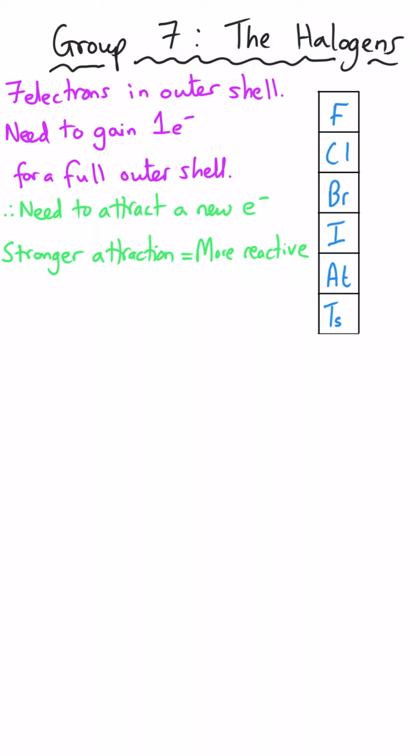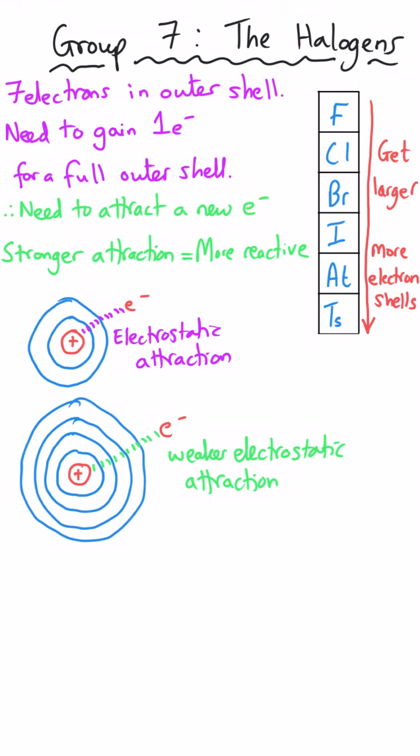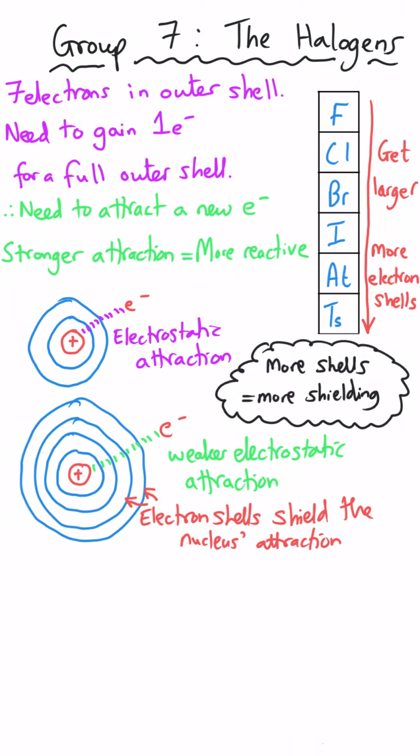So because the group 7 elements get larger as you go down the group, that means they've got more electron shells. The positive charge of the nucleus will be blocked or shielded from the outside world. And that means that the electrostatic attraction from that nucleus for these extra electrons that the elements are trying to attract will decrease as you go down the group.